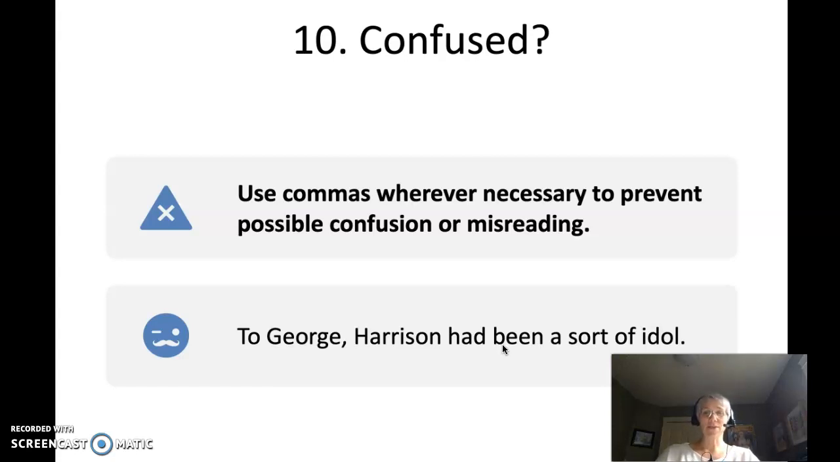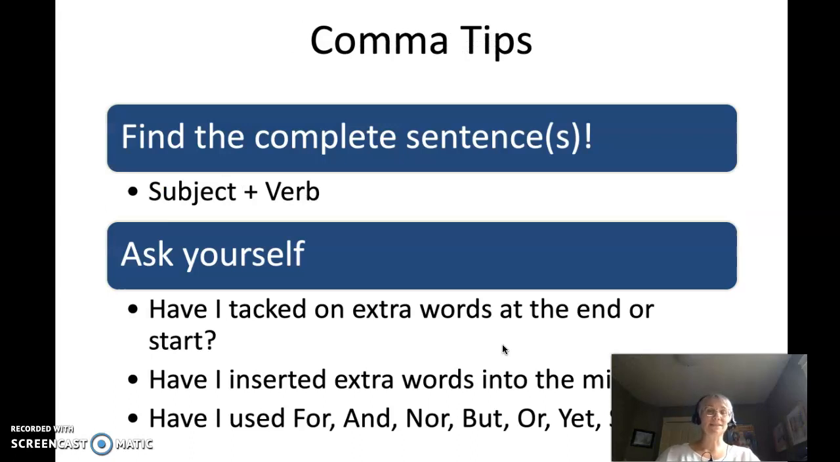If you have any questions about commas, please make sure you bring them to my attention, and I'll do my best to answer them. So, to end for today, some comma tips. Make sure when you're looking for where to place the comma that you're finding the complete sentence. Find your subject, find your verb.